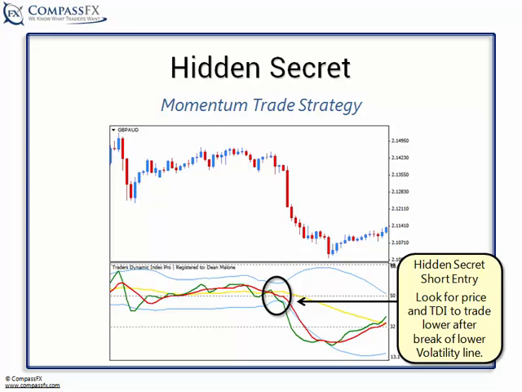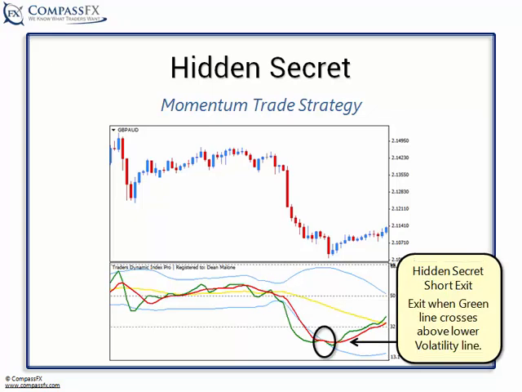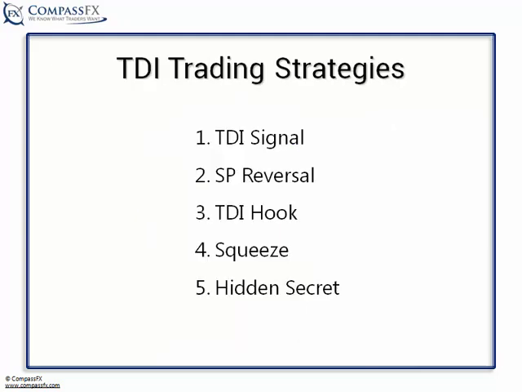Looking at the entry, we can see that the price and the TDI are both turning down, the green under the red, under the yellow preferably, and breaking the blue lower volatility band. So we look for price and the TDI to trade lower after the break of the lower blue volatility line. At the exit, again, I'm looking for the green line to rise back and cross back above the lower blue volatility line. This completes the training of the TDI 5, the 5 most successful strategies for trading the TDI Pro.